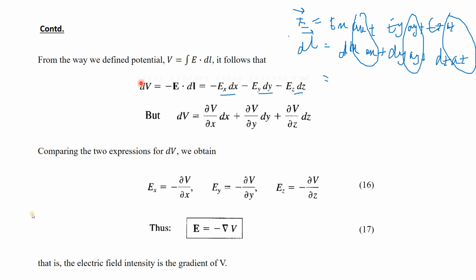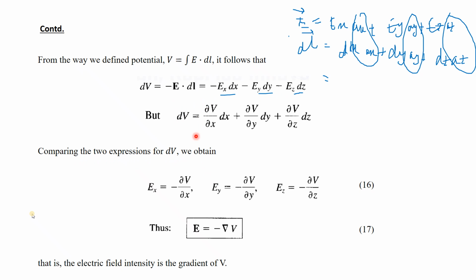But if you take the potential dV, it can be written like this: the partial derivative, del V del x into dx plus del V del y into dy plus del V del z into dz. You can write in this form, because V is a scalar. The derivative of a scalar is not dV by dl, it is only dV. Since it is dV, it can be represented in partial derivative form.